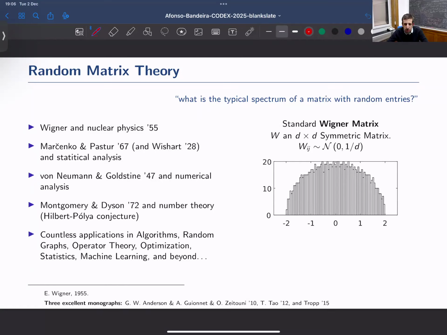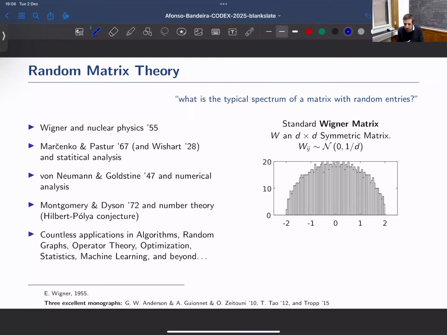The canonical object in random matrix theory is the so-called standard Wigner matrix. It's a d by d symmetric matrix with Gaussian entries of variance 1 over d, everything independent except for the fact that it's symmetric. If you try it on the computer and look at the histogram of the eigenvalues, you see a very nice picture of what we call a semicircle, on the interval from -2 to 2. Remarkably, there's no eigenvalue running away.